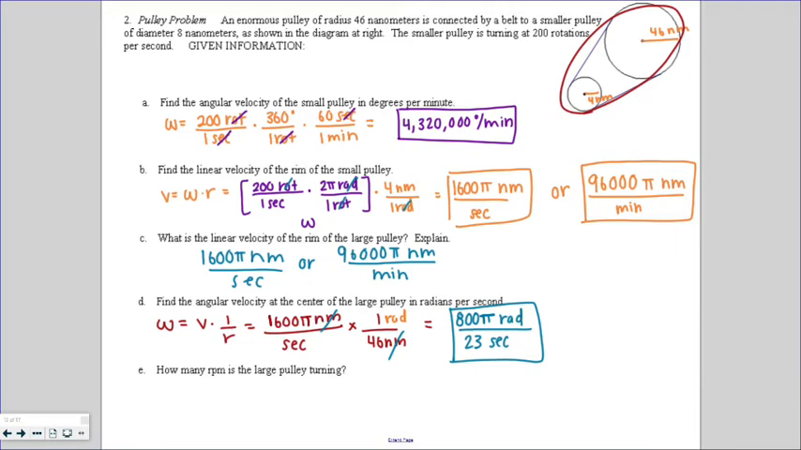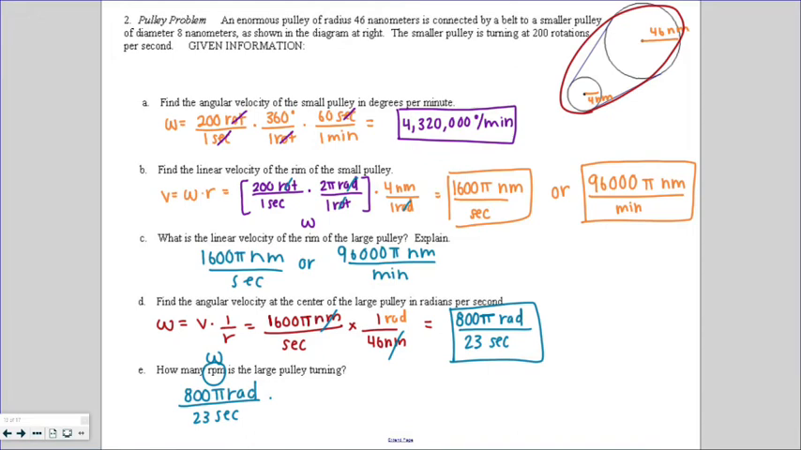And then the last thing is, how many revolutions per minute is the large pulley turning? Now, revolutions per minute, again, is angular velocity. We already found the angular velocity. We just did that in part D. So we're going to take that 800 pi radians per 23 seconds. We're not going to plug it into any equation. We're just going to apply dimensional analysis to turn the radians per second into revolutions per minute.